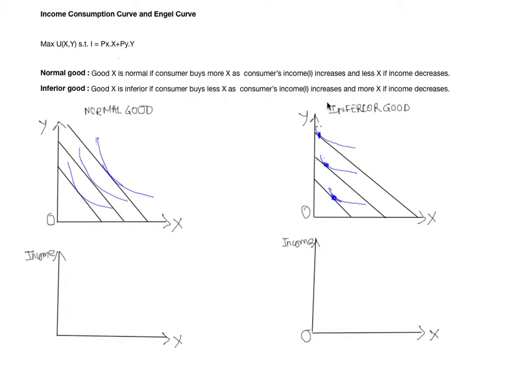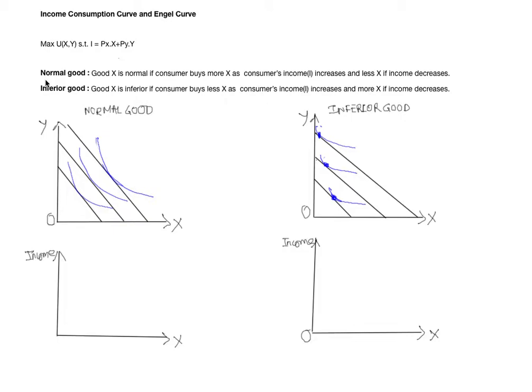Previously, we derived the price consumption curve and the demand curve. In this video, we will see how to derive the income consumption curve and the Engel curve. The consumer behavior theory is helping us to understand how consumption responds to factors such as prices of goods and consumers' income. The income consumption curve and the Engel curve add more information to that.